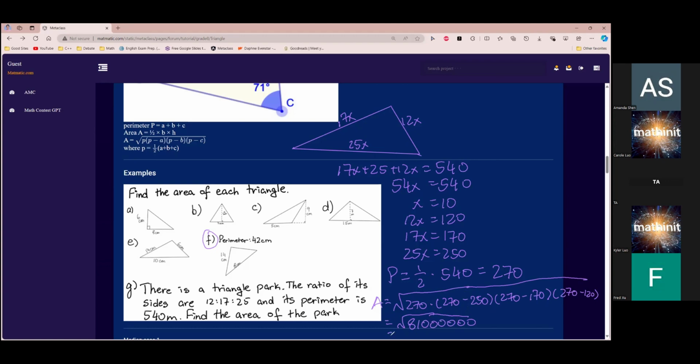So square root that and you get 9,000. So therefore the area of the park is 9,000 meters squared. Any questions? No question. Okay.